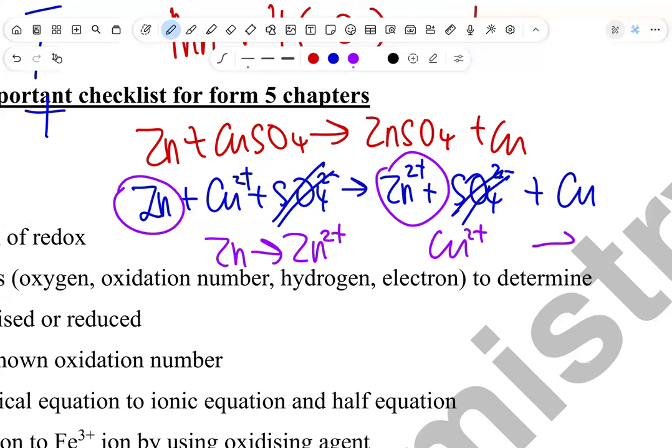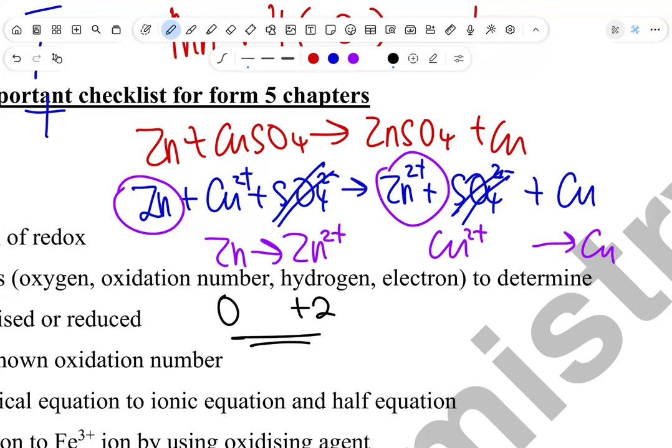Cu2+ becomes Cu, right? For a half equation, you must know the number of electrons you need. The number of electrons is decided by the total charge on the left and the right. So the charge difference is 2. You need 2 electrons, right?